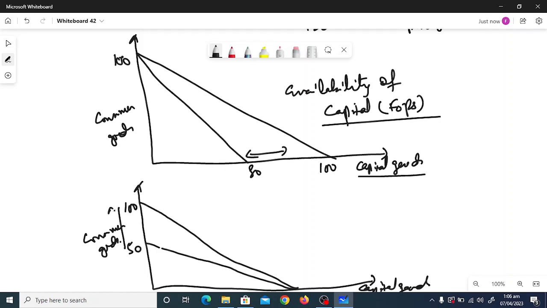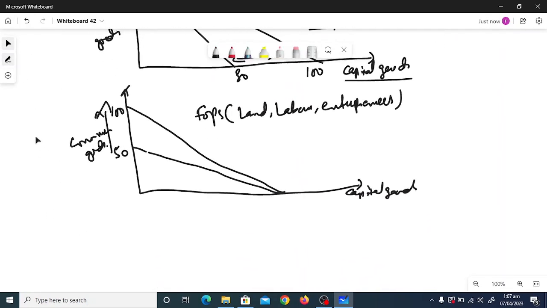So this would be because of factors of production, but this time there will be different factors of production. Maybe land would have increased, maybe labor would have increased, or there would be more entrepreneurs out there in the market who are willing to take the risk. So these three factors mainly contribute to an increase in consumer goods only on the production possibility curve. Students find it very difficult in the examination, but it is very easy. You need to have the concept.